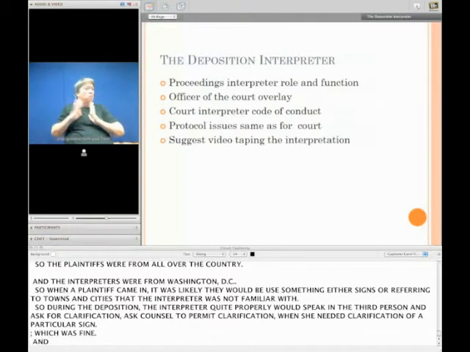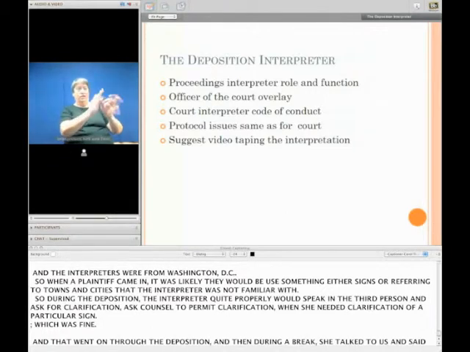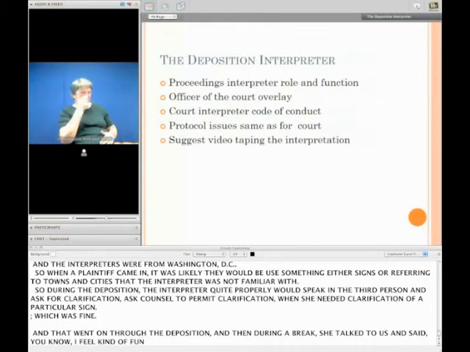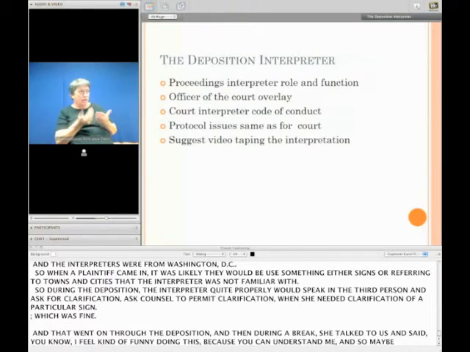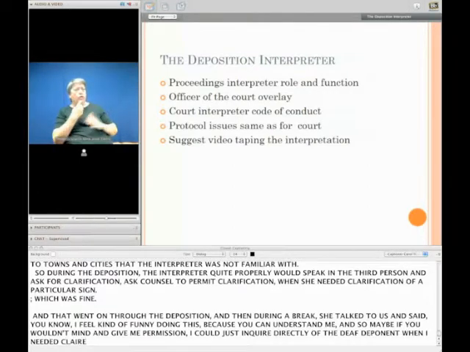And that went on through the deposition, and then during a break, she talked to us and said, I feel kind of funny doing this because you can understand me, and so maybe if you wouldn't mind giving me permission, I can just inquire directly of the deaf deponent when I needed clarification or a repetition. And we were fine with that.